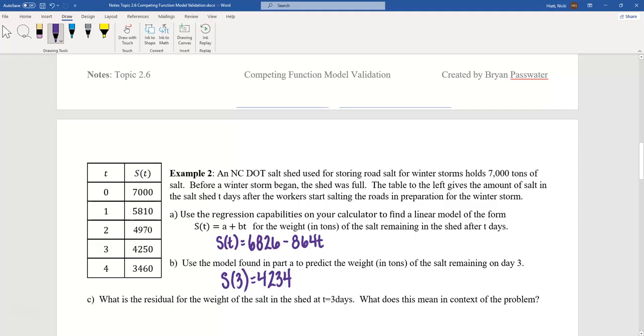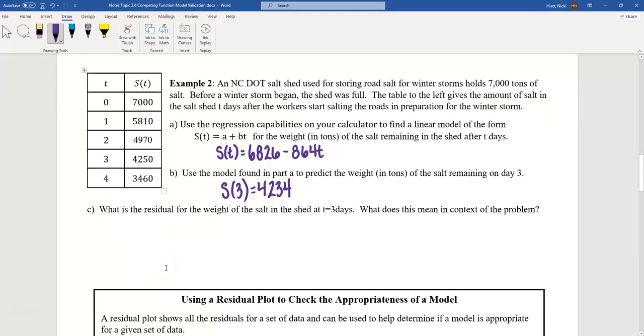So one of the biggest mistakes I see kids making is that right here they just use 4,250. They use the number from the table, but that is not the model. That's the data. Those are the actual values. The model is what the equation is giving you.